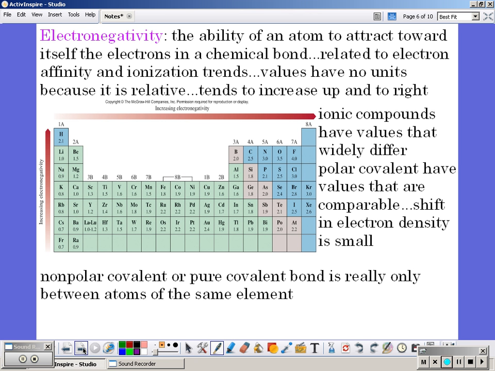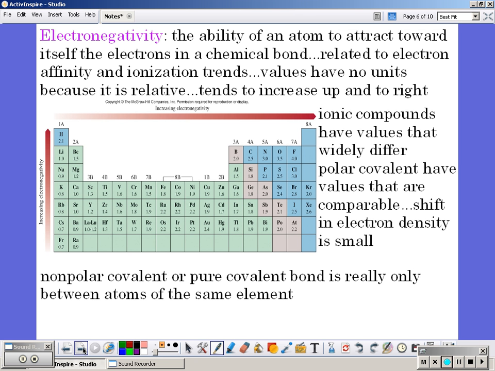Now, for ionic compounds, their values would differ widely. For polar covalent, their values would be more comparable, but there would be a shift in electron density. Not completely, but a small shift, like in our HF. For nonpolar covalent or pure covalent bonds, they really don't have any difference between them.